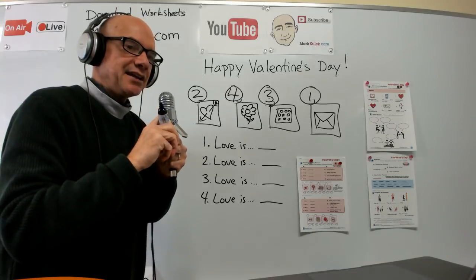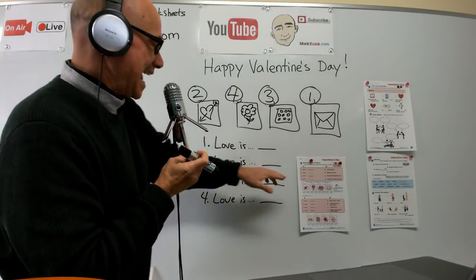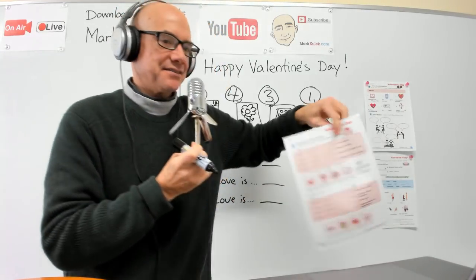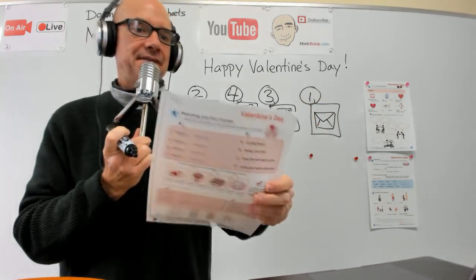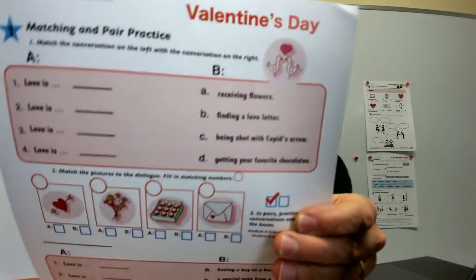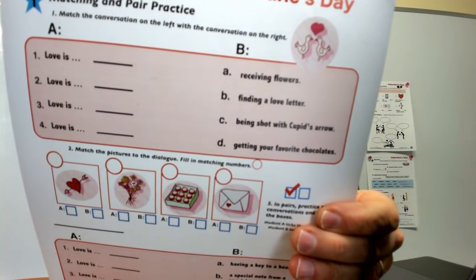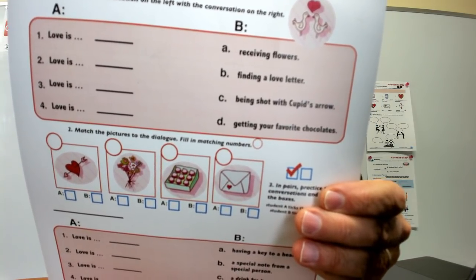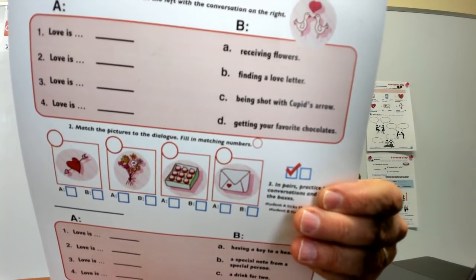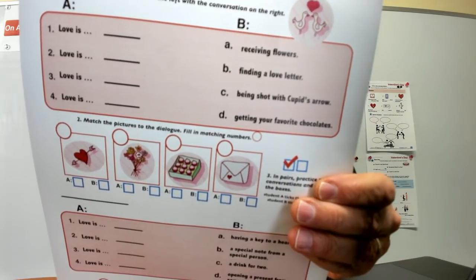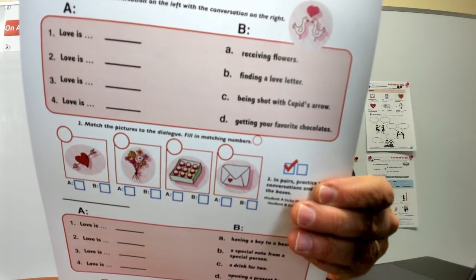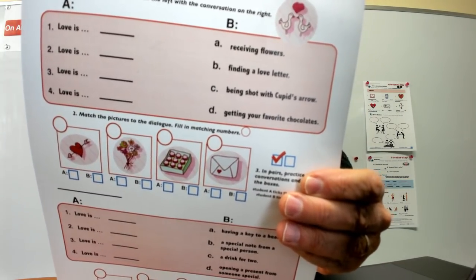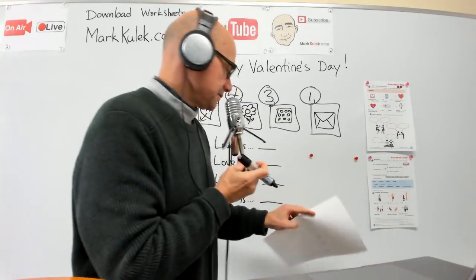Okay, maybe it's hard for you. Okay, you need to remember this. A, receiving flowers. B, finding a love letter. C, being shot with Cupid's arrow. D, getting your favorite chocolates. One more time. A, receiving flowers. B, finding a love letter. C, being shot with Cupid's arrow. D, getting your favorite chocolates.